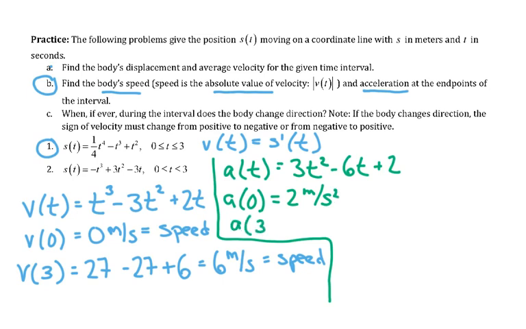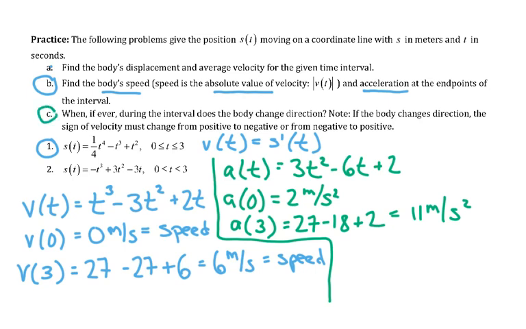And at 3 seconds, we have, plug in 3. 3 times 9 is 27. 3 times 6 is 18. Plus 2. Pull out your calculator, and you will see that that is 11 meters per second squared at the endpoint of t equals 3 seconds.